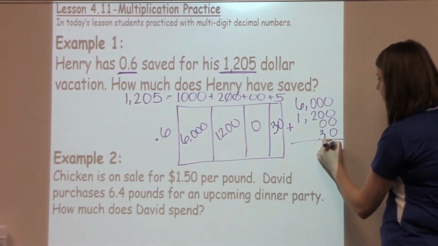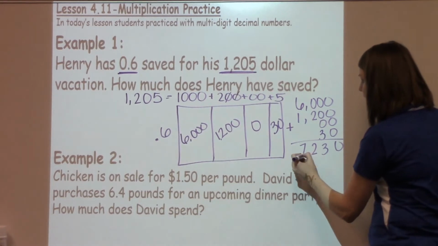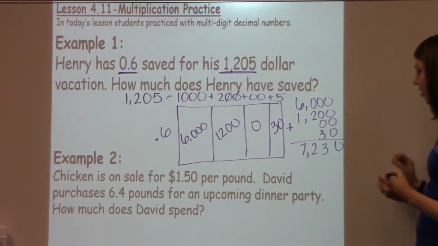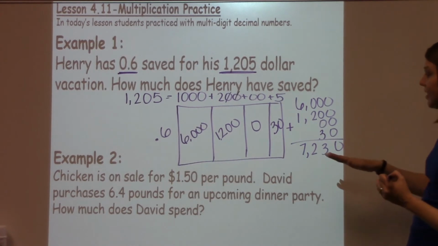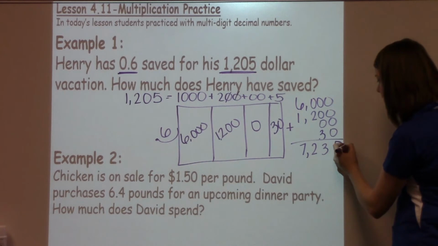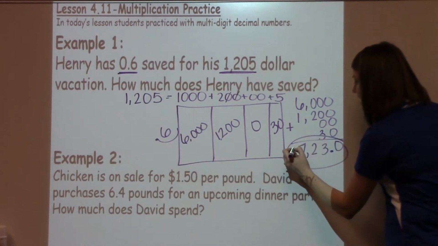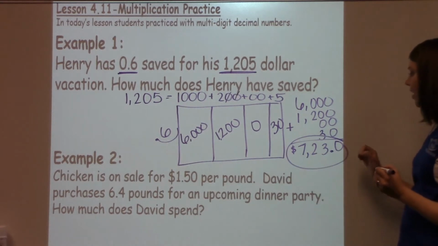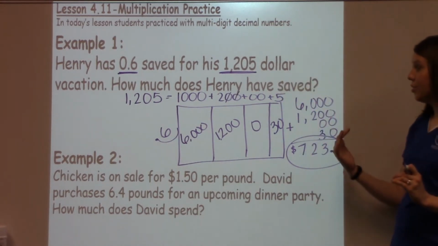Now I need to add these numbers up for my final answer of 7,230. Now I need to go ahead and make sure that I have added in my decimal, which is 1 hop over, going to the end of my number, 1 hop over, which means he has saved $723 in this for his trip.